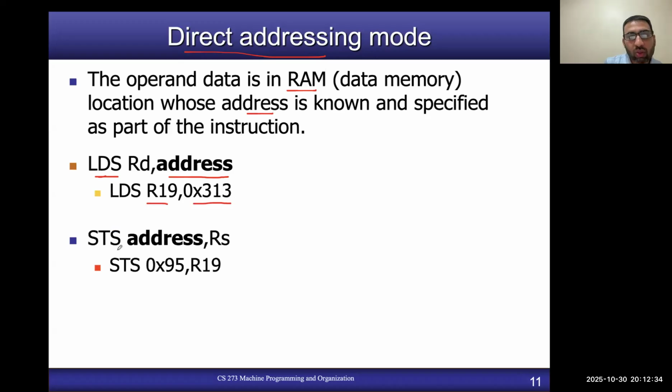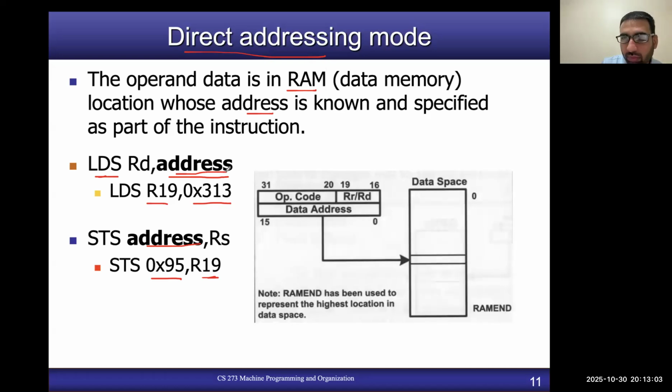Or for example, in store to the static memory, you are saying put the data from register R19 in the memory location whose address is 0x95. So you are specifying the address as part of the instruction. The address is part of the instruction code itself, just like in immediate addressing mode the operand itself is part of the instruction code. So this is how data is accessed.